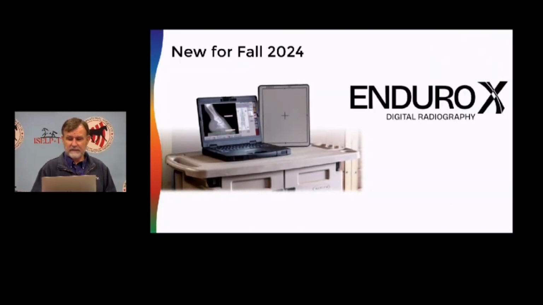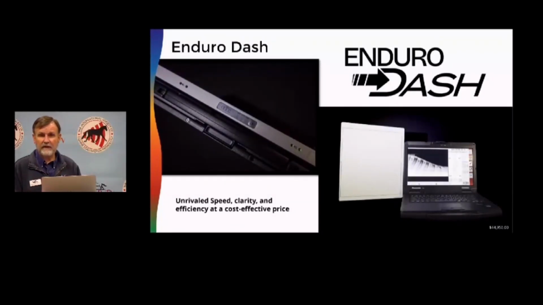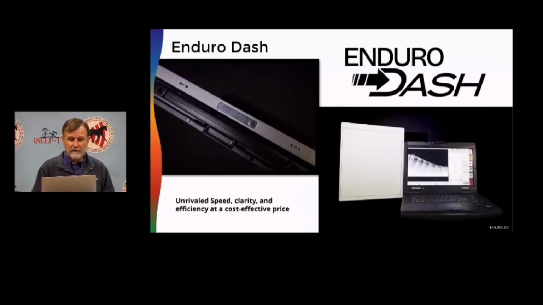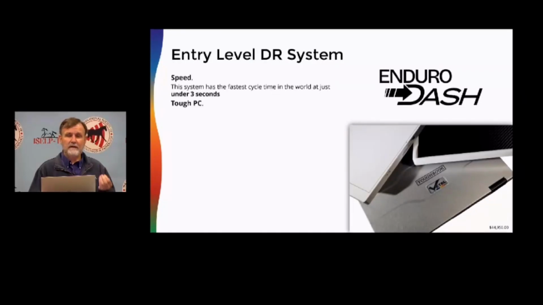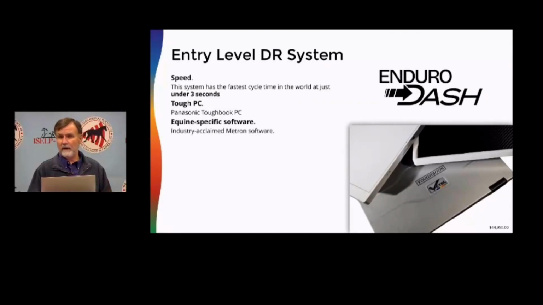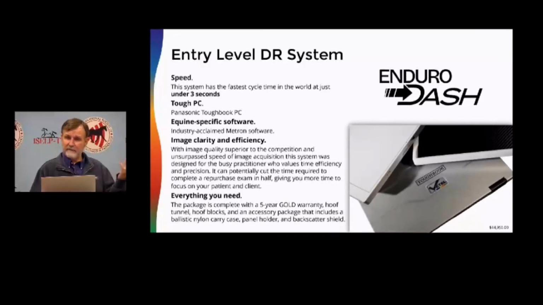And then briefly, and to wrap up, we're bringing out 2 new digital radiography systems this year, the Enduro X and the Enduro Dash. The Enduro Dash is the fastest digital radiography system that there is these days. It has a cycle time of under 3 seconds. Really outperforms the competition in many ways. It includes our imaging software, but it's a very fast system for the veterinarian that needs to take a lot of radiographs quickly. This is a system that does that very well. Comes with our Metron software, and it comes in a 5-year package with a 5-year warranty, and everything's included: hoof tunnel, hoof blocks, and a full accessory package. So that's the Enduro Dash.